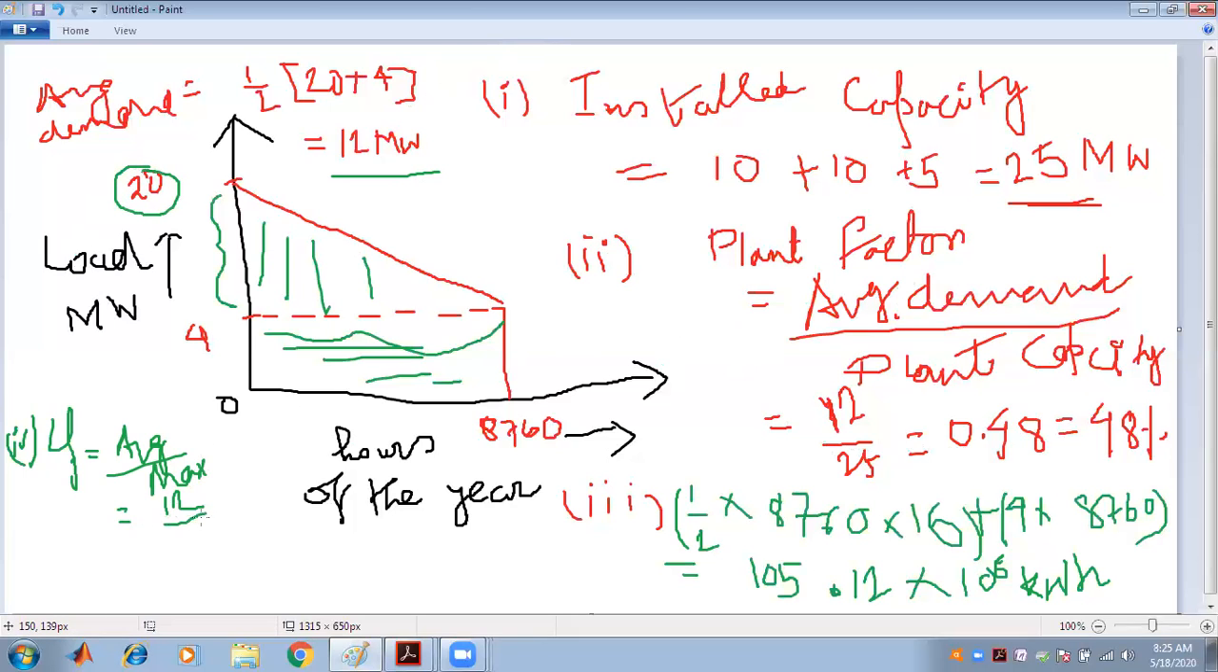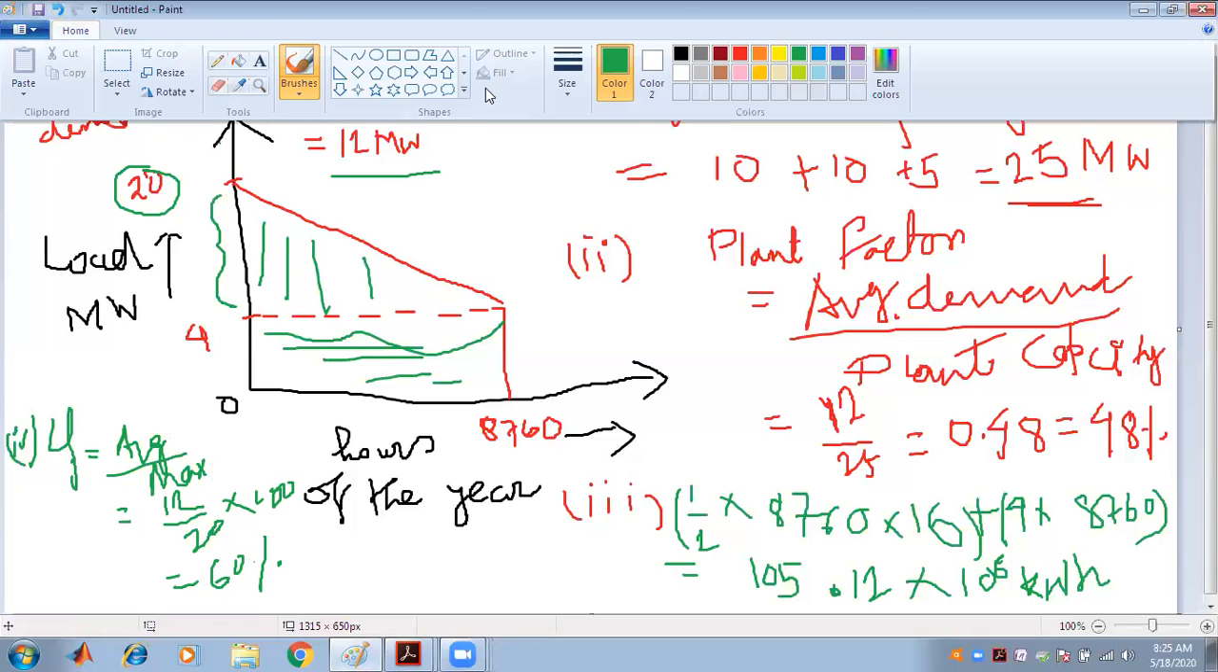So 12 by 20 into 100, if we do it, it is 60%. That is the load factor, average demand by maximum demand.